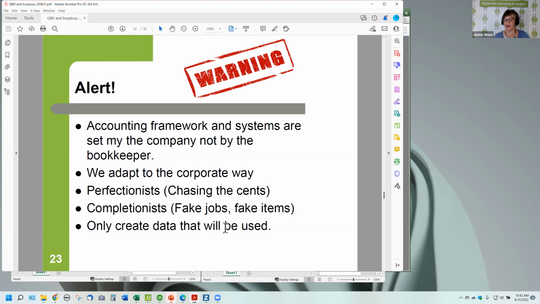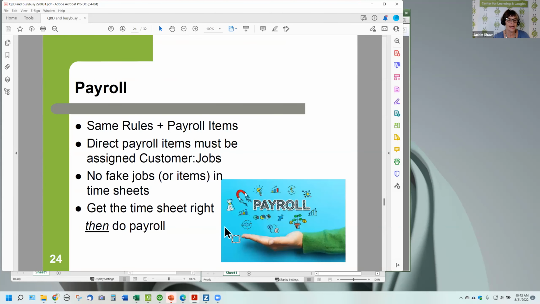These are the type of people that are more likely to have fake jobs and fake items because they want to fill in every single field on a screen. So two disabilities in our bookkeeping world I want you folks to watch out for: completionists and perfectionists. And we only want to create data we're going to use. So you don't want to be adding a bunch of stuff into QuickBooks or wherever.